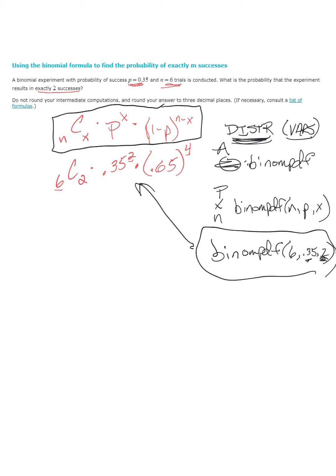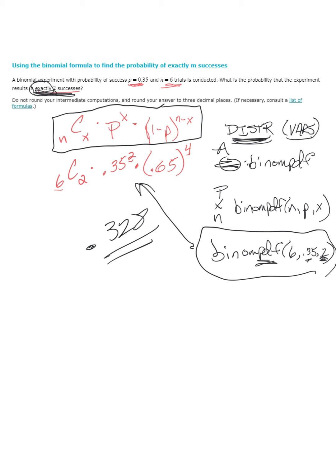Number of trials is asking me, is 6. Probability of success is 0.35, and my X value is 2. Type that in. I'm coming up with 0.328. That would be the probability of getting exactly 2, 0.328. Okay, so that's PDF, because I'm just looking for exactly. The keyword here is exactly.